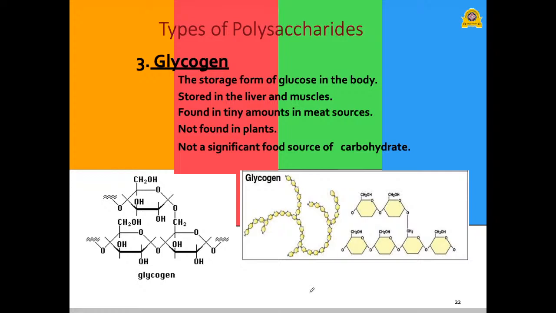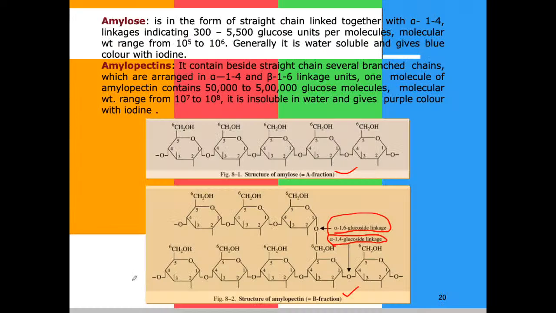Then the third one is your glycogen. It is the storage form of glucose in the body. It is stored in our liver and muscles and found in tiny amounts in meat sources. It is not found in plants, and it's not a significant source of carbohydrates either. It is even more branched. If this single branch is going, then one branch will start to grow here like this, and a second goes here like this, and from that branch again, and so on. So it is more multi-branched than amylopectin or amylose.